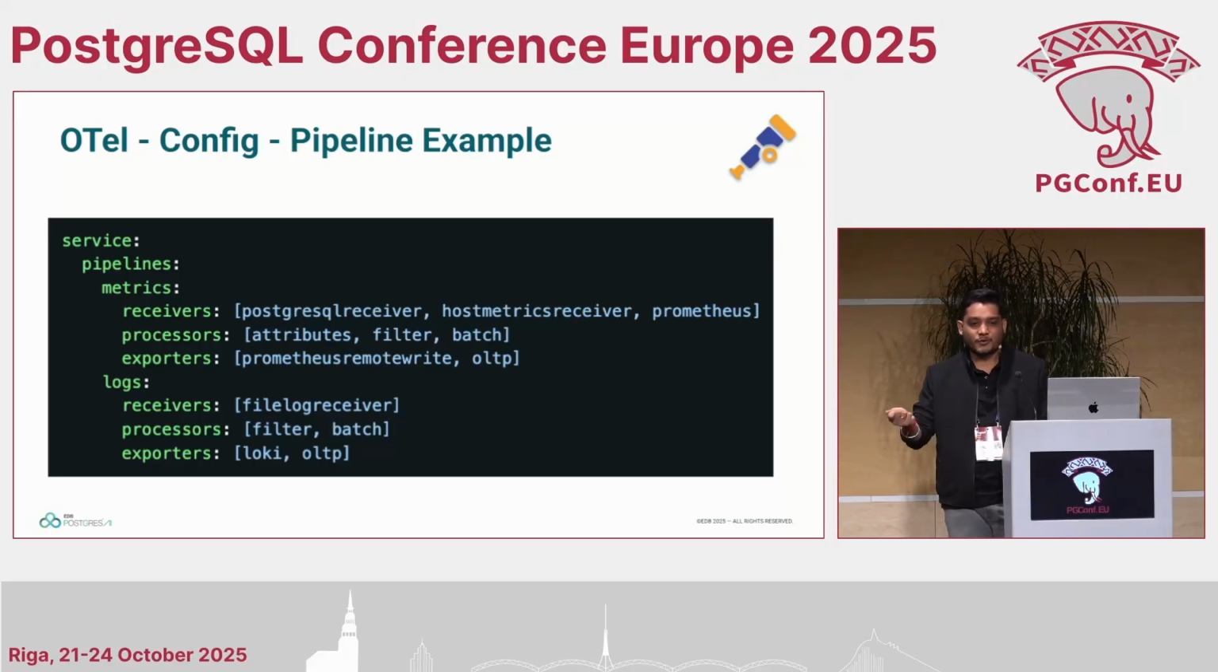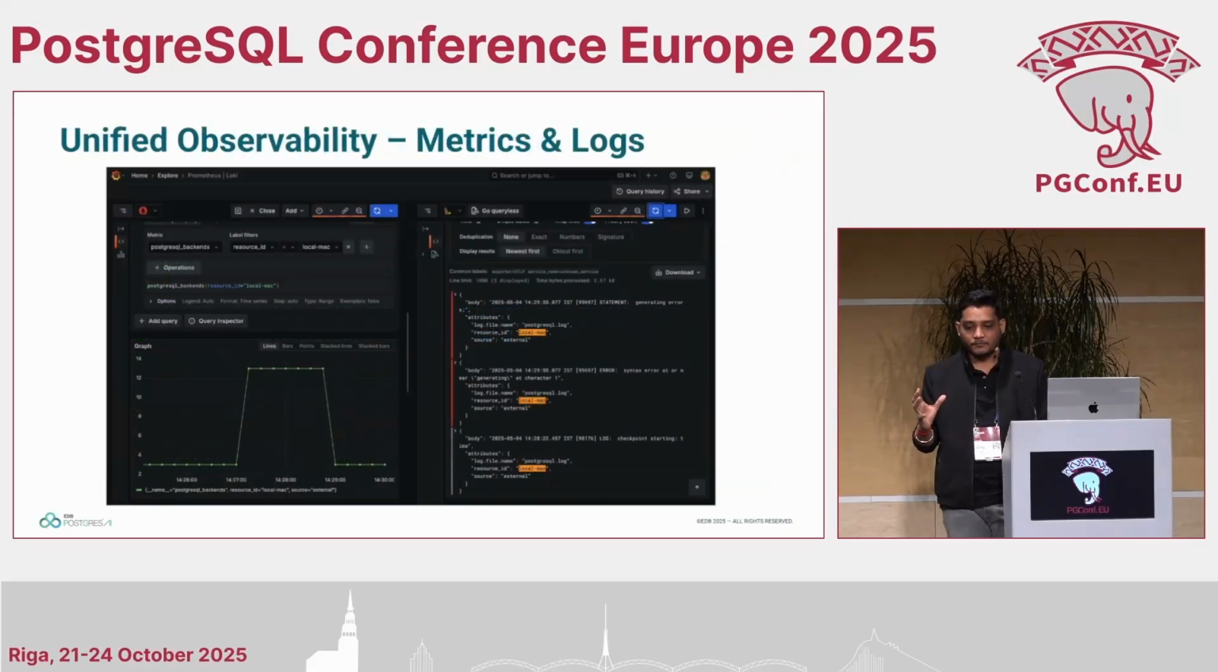I want to filter out some irrelevant logs, like I don't want to see the info logs in some cases, because those are not relevant for me to debug here. And for example, I can export it to Loki and OTLP. So here is a very basic and fundamental pipeline for OpenTelemetry.